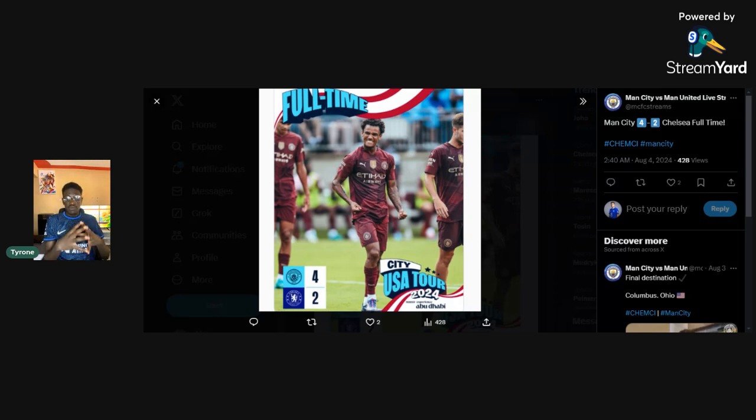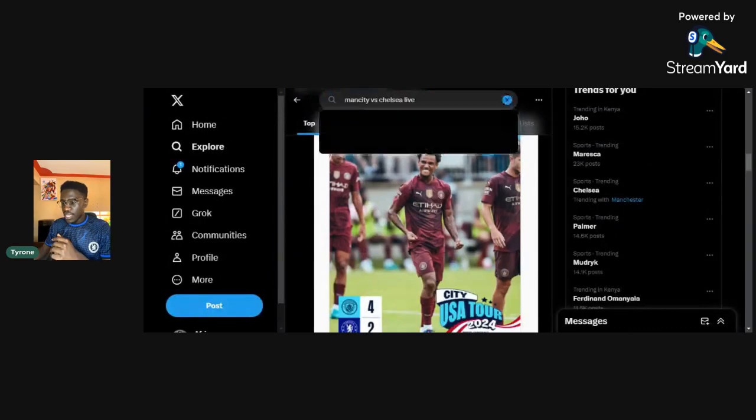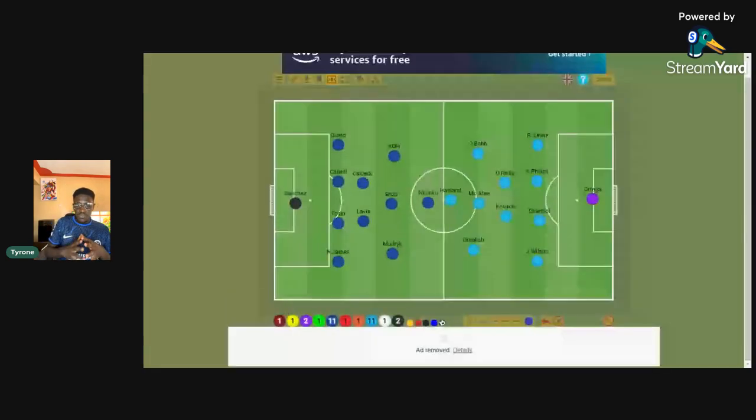Now, the first thing I want to talk about in this game is what we saw pre-match, and that is looking at the lineups. The lineups of these teams were quite interesting, and I want us to go through them. This is the tactical board, and I want to explain what I made out of these lineups.